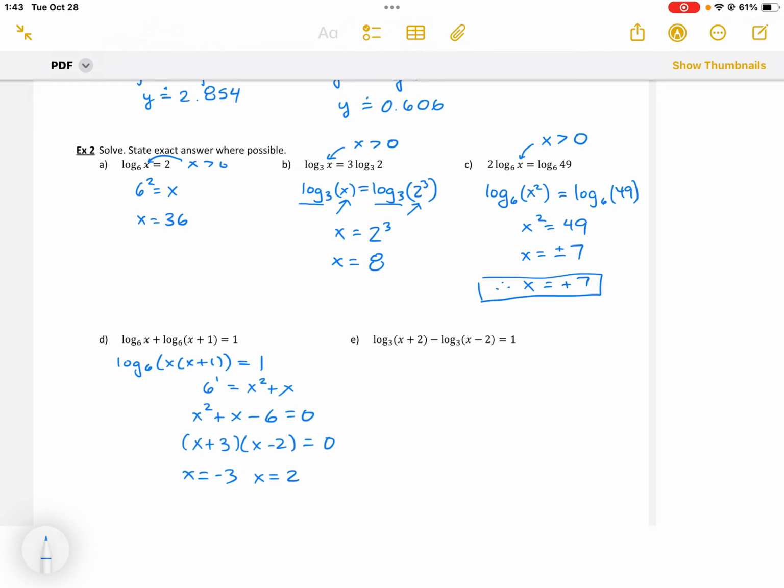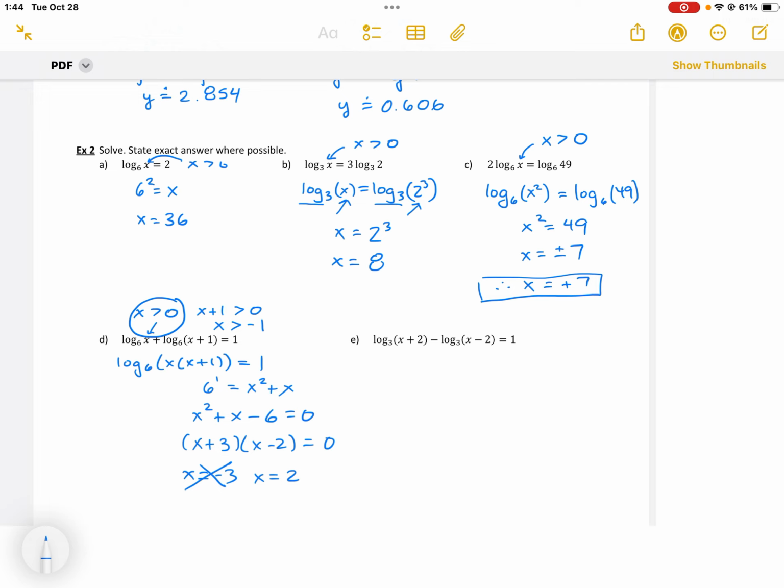In order to decide which solutions are valid, I need to go back to my original expression, and I'm going to take a look at my restrictions. So this first one tells me that x has to be greater than 0. I also know that x plus 1 has to be greater than 0, which means that x has to be greater than minus 1. So the one that is the dominating restriction is that x has to be bigger than 0. This means that the x equals minus 3 is not a valid solution. So my only possible solution here will be x equals 2.